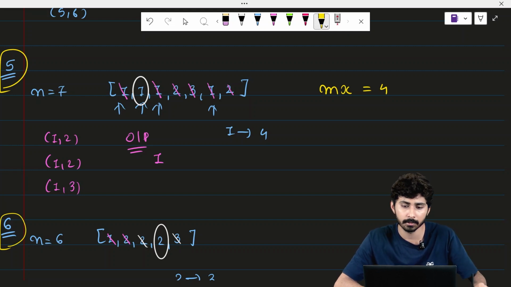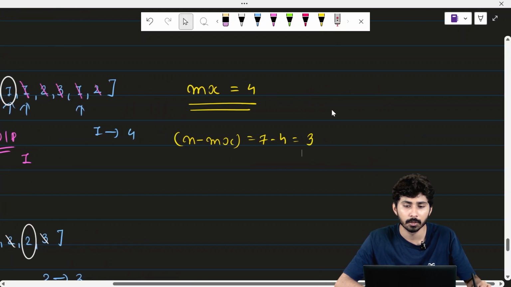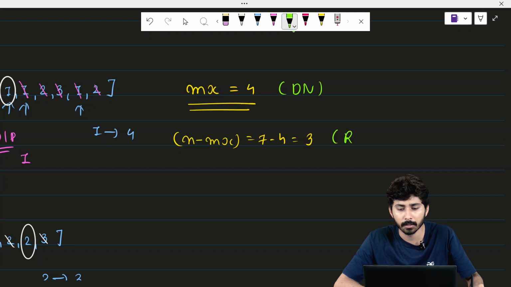So what will be the answer? The maximum element, I mean the dominating element, its frequency is 4. Okay, fine. Now what about the rest of the elements? What is the size of the array? N equals 7. So can I say the rest of the elements are n minus mx? That would be 7 minus 4 equals 3. These are the remaining elements. I'll write down, this is the dominating number, and these are the remaining numbers.